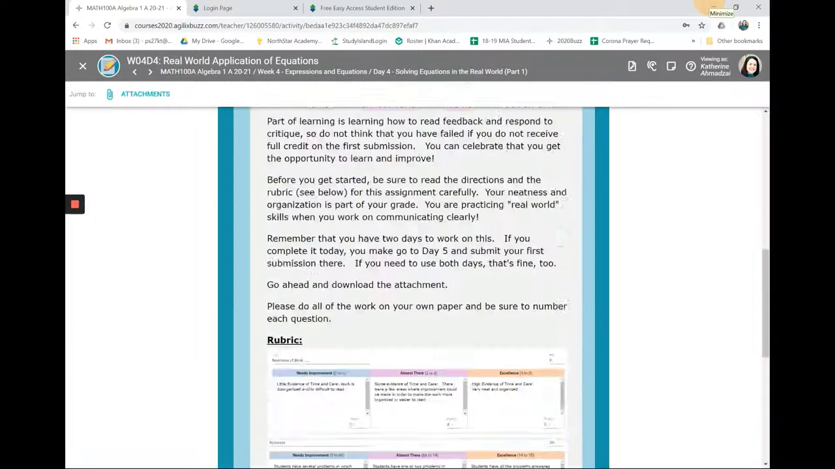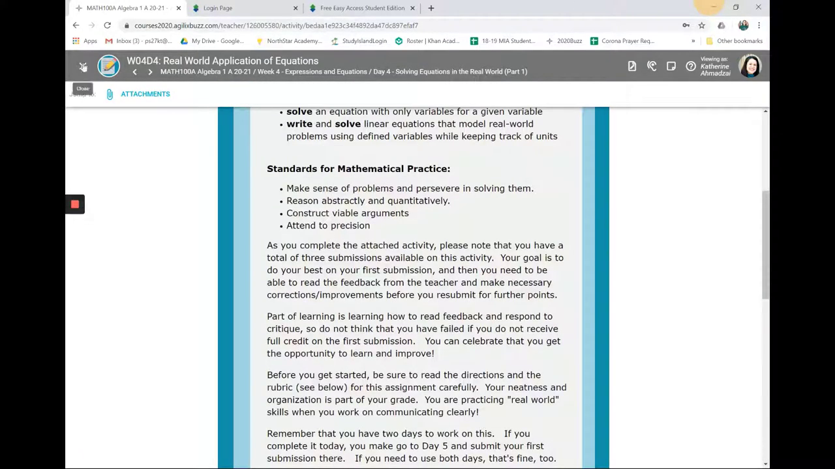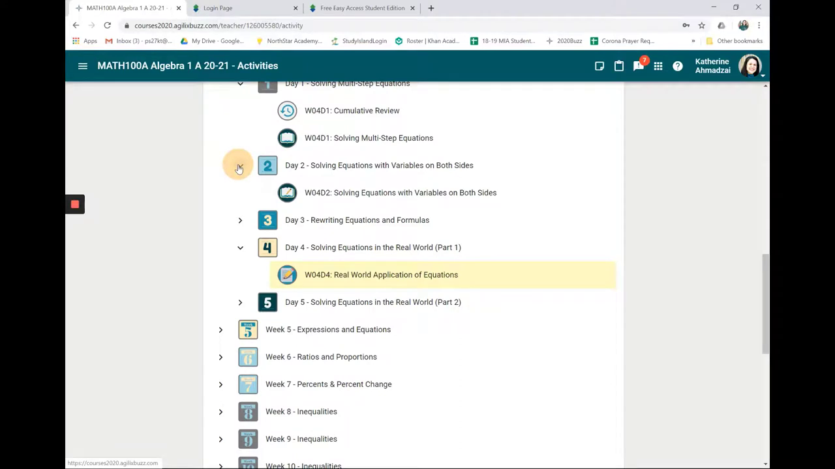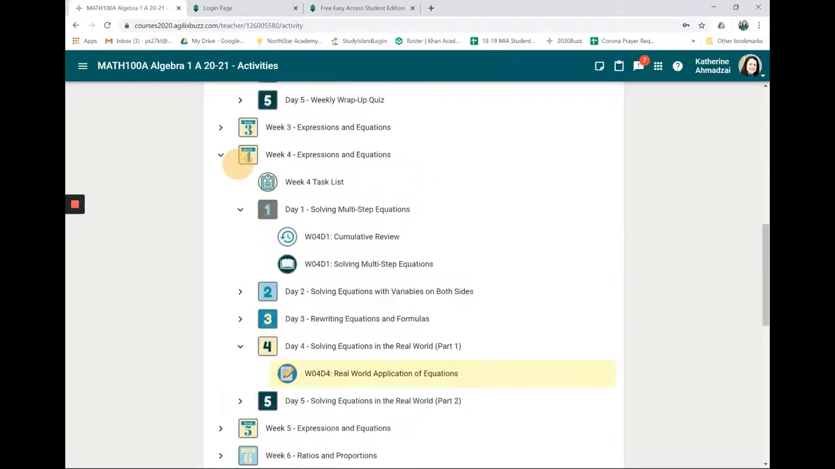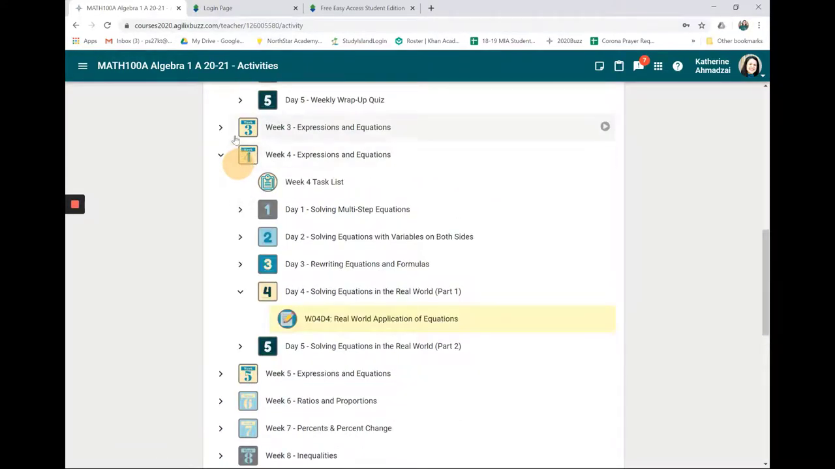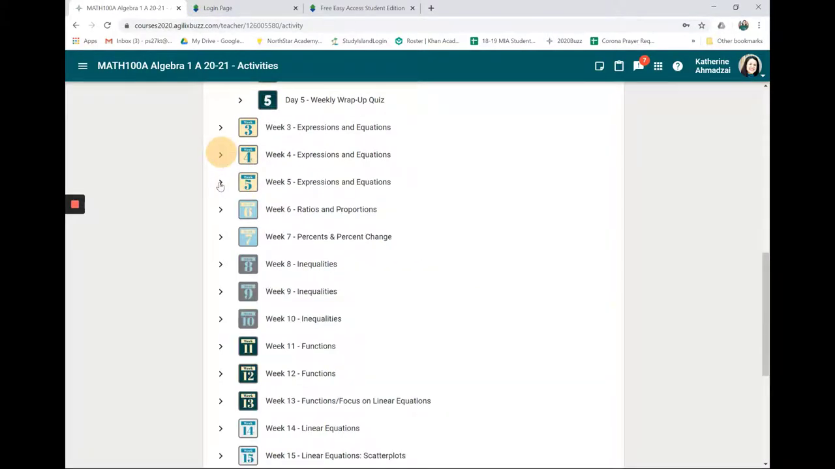These sorts of real world application projects count as a weekly assessment. All of our weeks have some sort of assessment in them, whether it's a little mini project in some of the weeks, or some of the weeks have a weekly quiz. And then at the end of each chapter, we'll find that we have a chapter test.